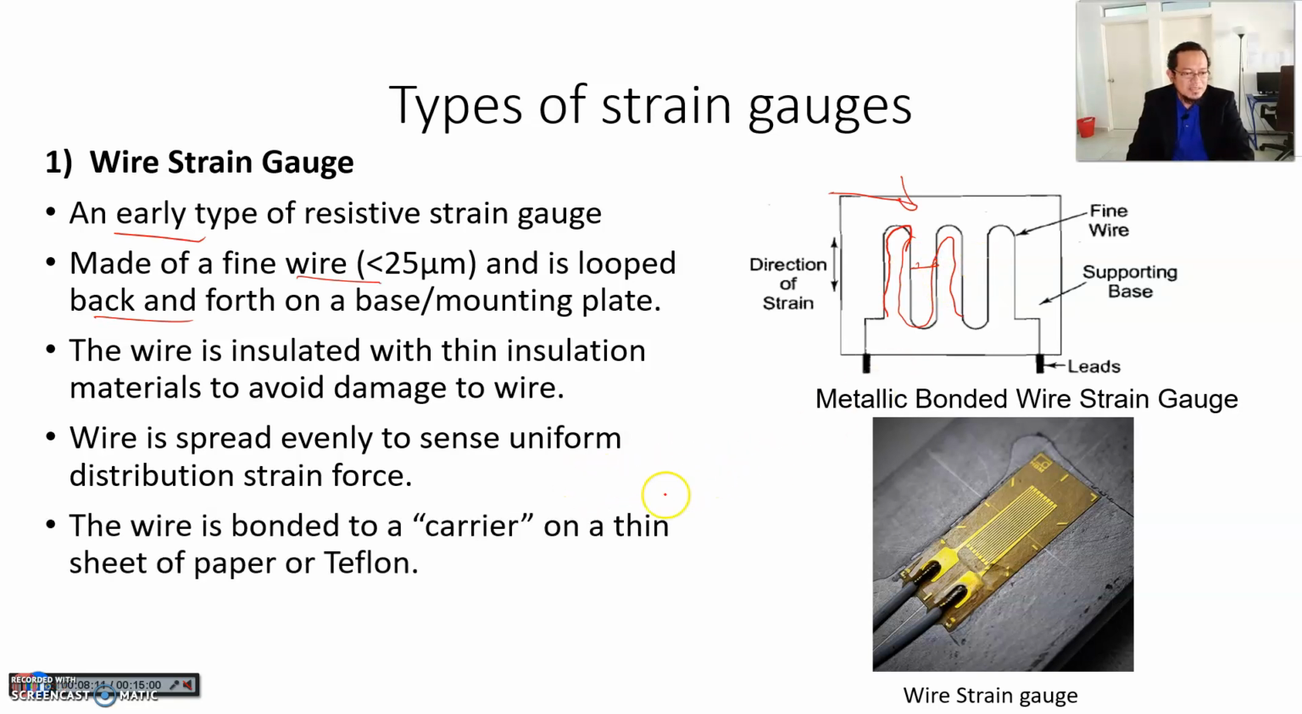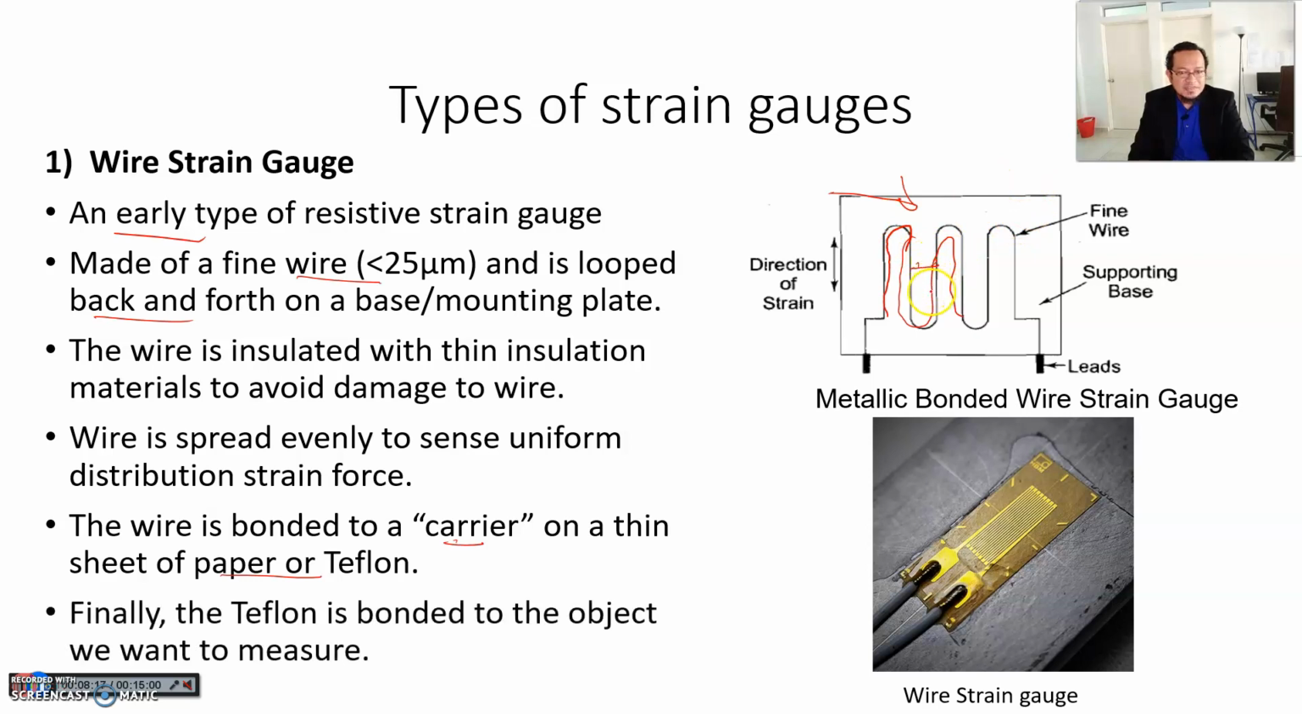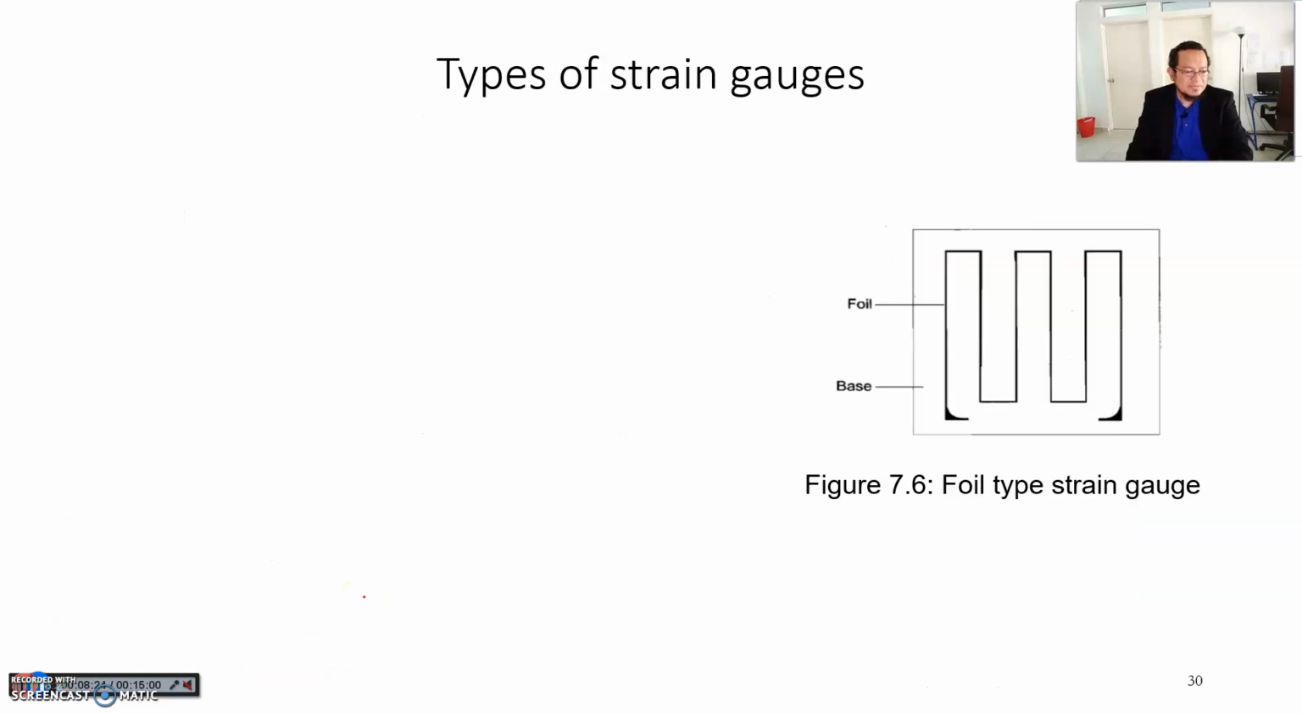And then the wire is bonded to a carrier on a thin sheet of paper or Teflon. So on top of the carrier, there's a Teflon paper to protect the wire, and the Teflon is bonded to an object we want to measure. Basically, it's glued or cemented to the object.